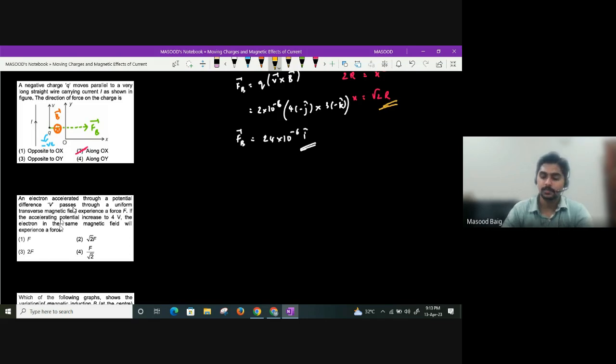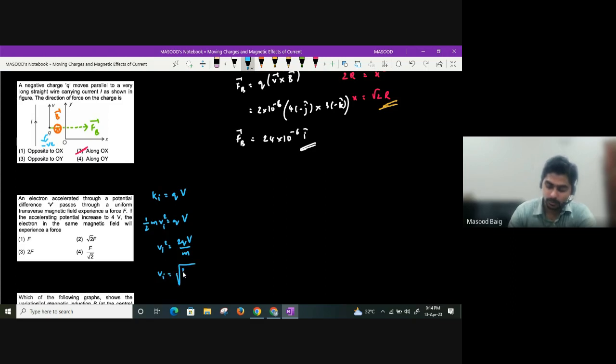So initially, let us say the initial kinetic energy. Kinetic energy can be written as charge times the potential difference, so I can write it as Q into V. Yes or no? Now the kinetic energy is half m v squared, which will be equal to QV. What will V initial squared be? 2QV divided by M. So what is V initial, beta? Root over 2QV divided by M.